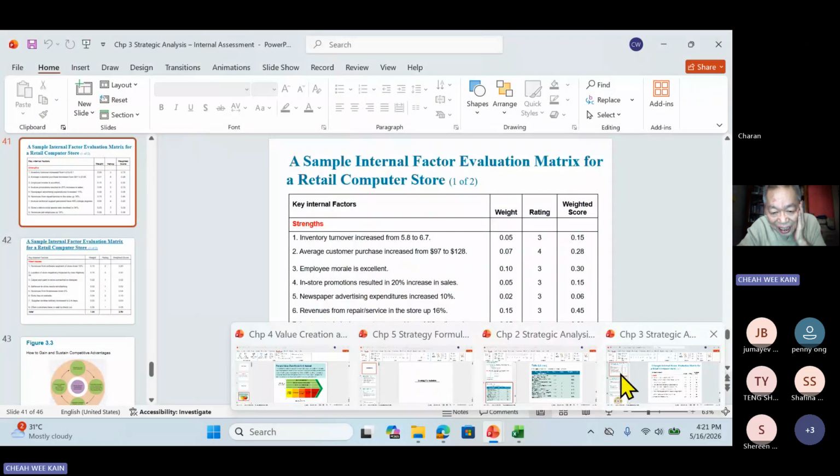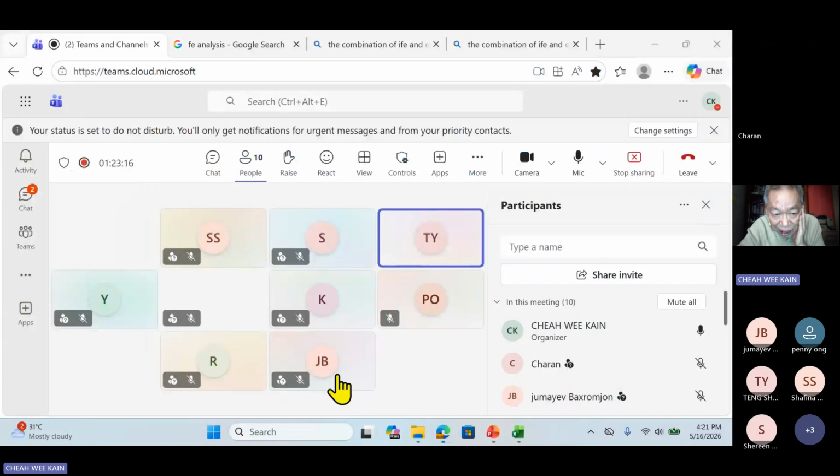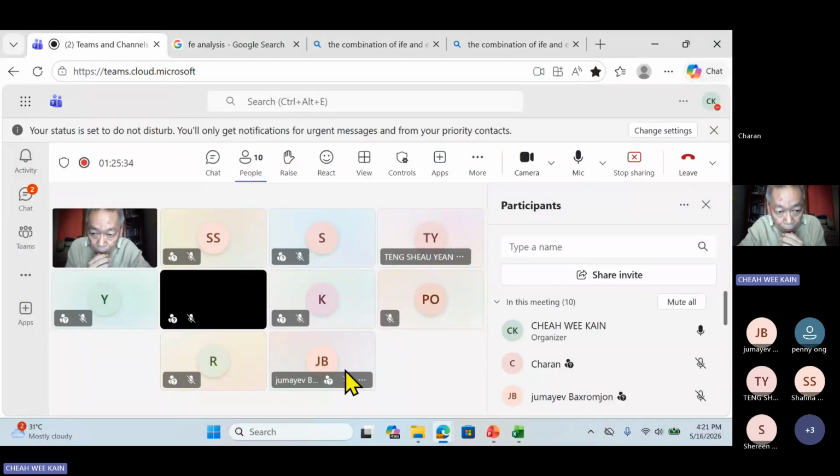Can the rest of the class see the logic, or you cannot see the logic? Please say now, because it's important for you to make the correct corporate strategy. The science is taught this way. The art is to identify the factors, and the art is to identify the weight and the rating. The flow is science. The art is identifying the correct factors and the rating.